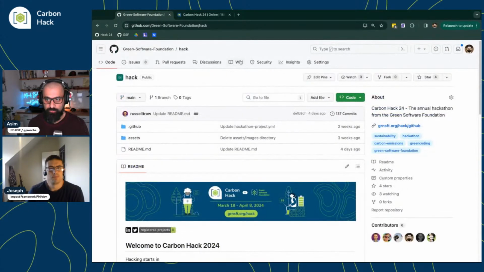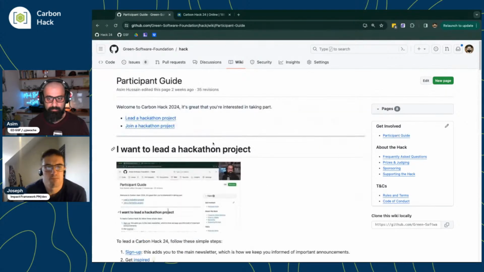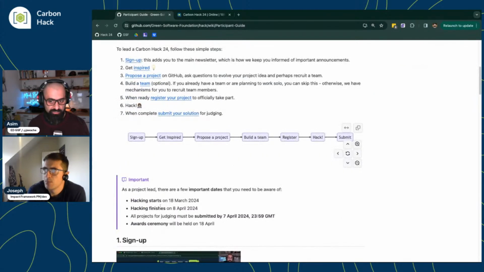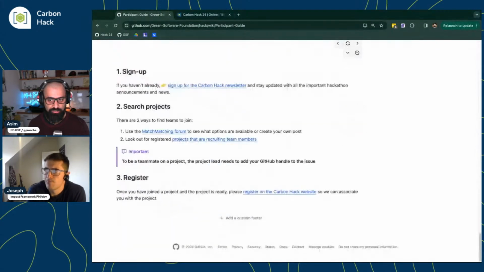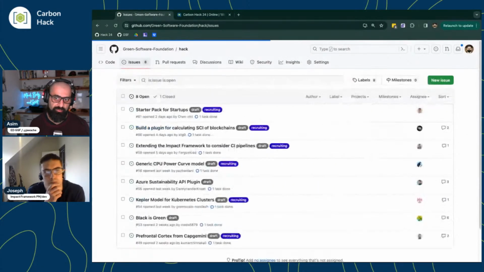I recommend going to the wiki and going to the participant guide. You can see my mouse there on the right-hand side, participant guide. And this gives you all the key information that you need, whether you want to lead a hackathon project or join one. Each of these things has videos. It tells you what to fill out, the process, and the stages. Effectively, if you want to submit a project, it comes up as an issue.